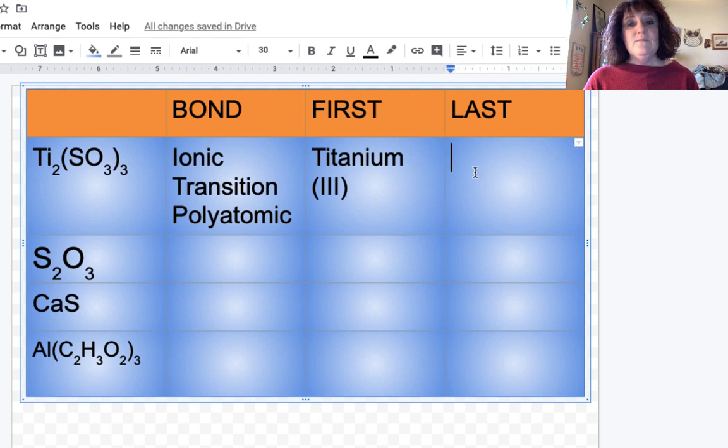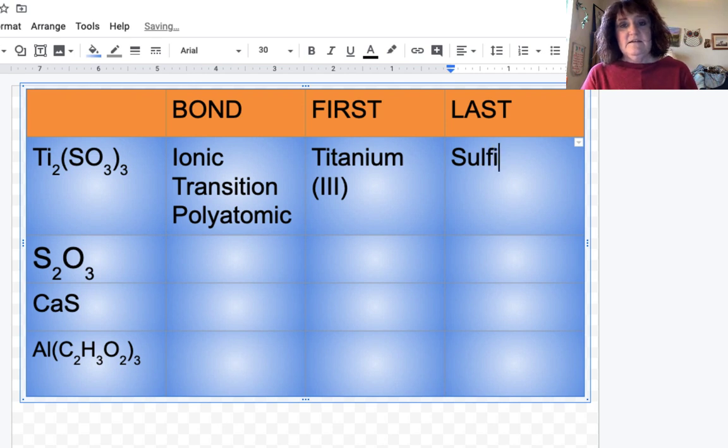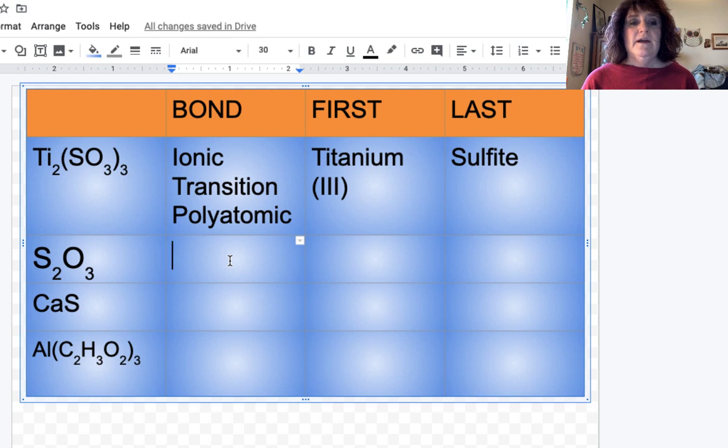The last name then is the name of that polyatomic. And if you look at your polyatomic sheet, SO3 is sulfite. Okay. All right, number 2.